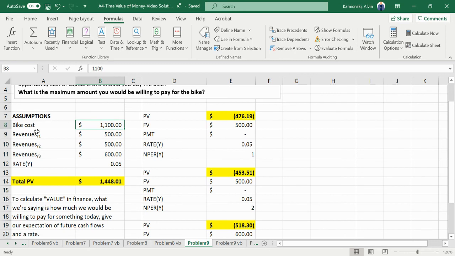So you would clearly choose to pay at maximum $1,448 for this bike because it yields you 3 different revenues that have a collective value over time of that amount.